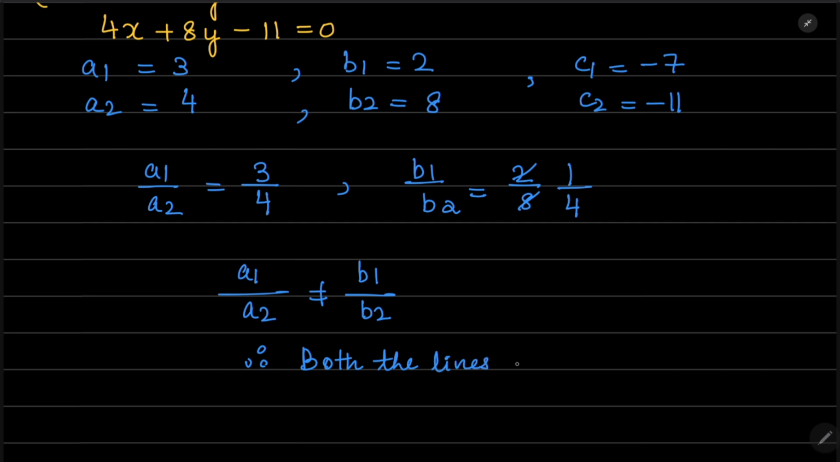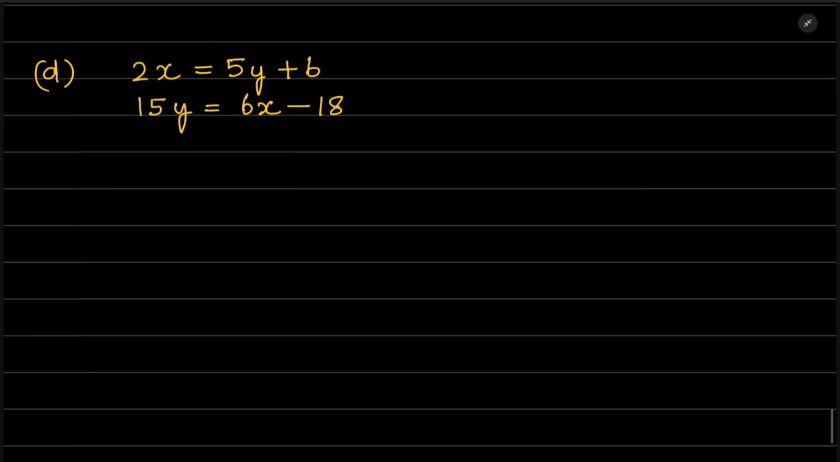Both the lines intersect each other at a point. Right? So this is how you have to understand and write or identify if a given system of equations will intersect at a point, or are they parallel to each other, or will they coincide. So this is all about identifying. Now let's move on to the next question.